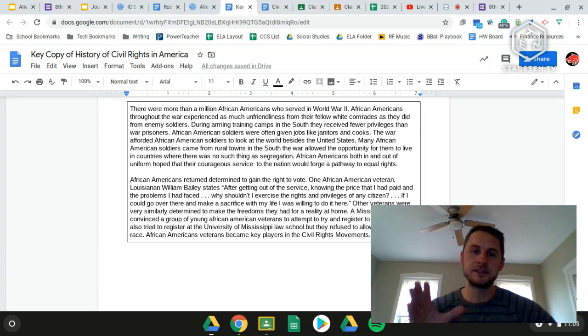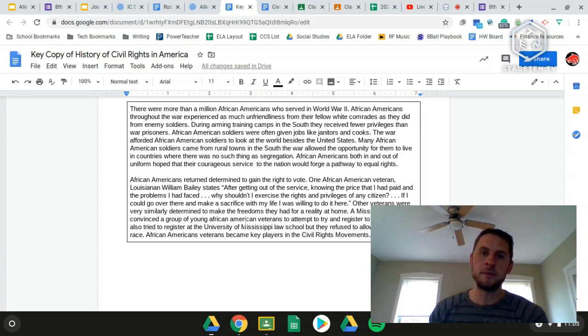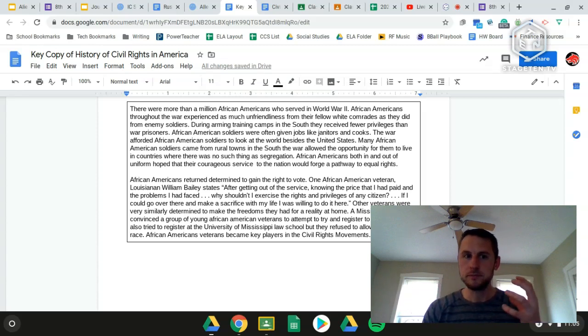And so when they returned, many African American soldiers were determined to improve the life of African Americans in America. This is including making sure everyone got the right to vote, trying to do away with this whole separate but equal deal. And there were a number of African American soldiers who would become leading activists during the civil rights era. So those are the answers to this history of civil rights in America.